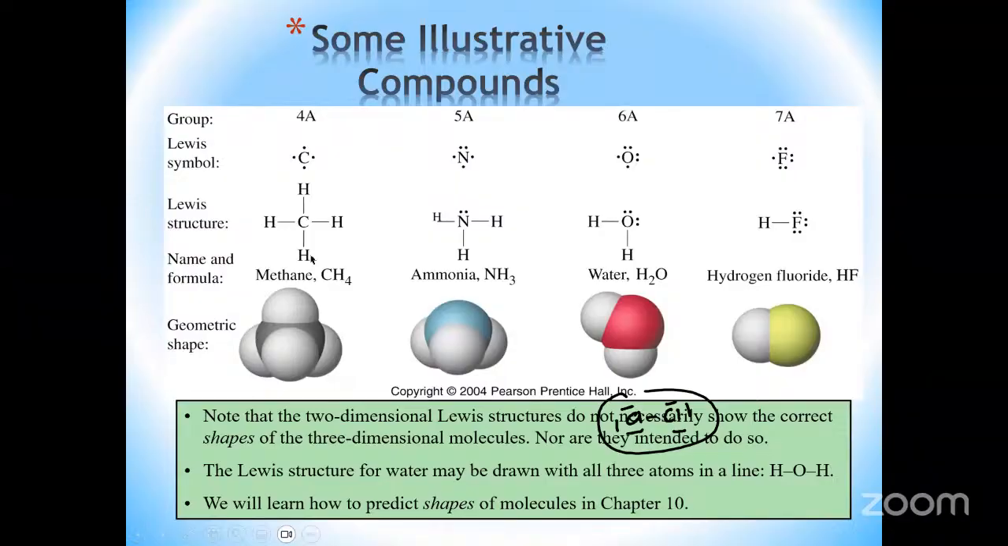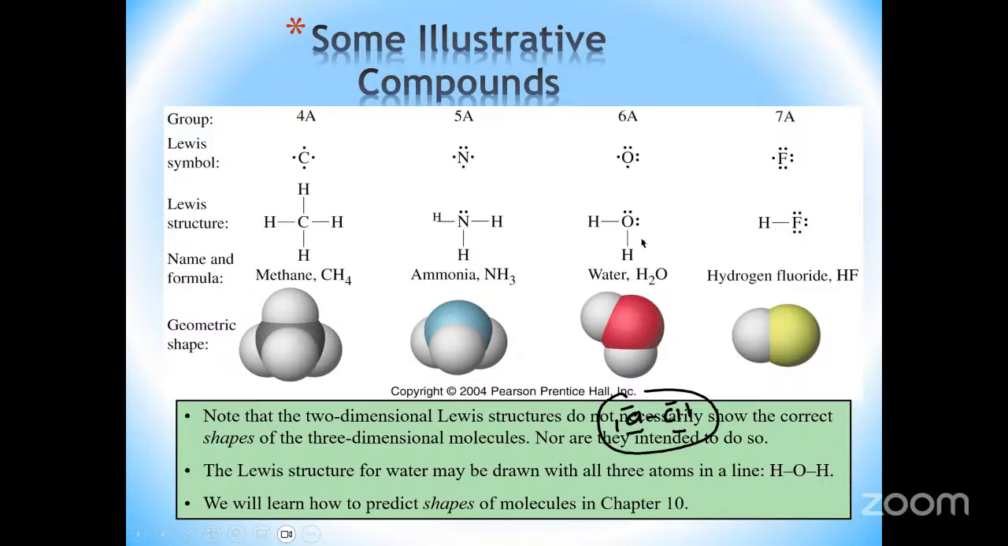So these are some examples of Lewis structures for certain molecules. This is methane, carbon bonded to 4 hydrogens, right? So basically, you have 4 bonding pairs between the carbon and each hydrogen atom. Then we have ammonia, which has, in the case of nitrogen, 3 bonding pairs and 1 lone pair on the nitrogen atom.